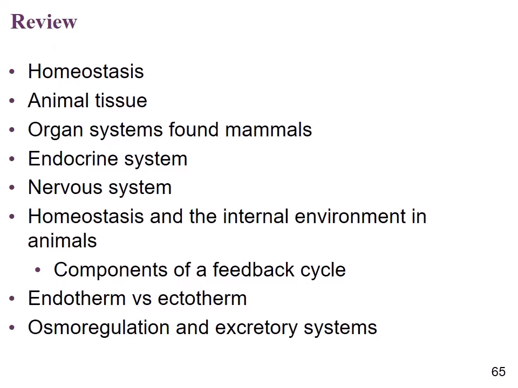So we made it to the end. We talked about homeostasis, which is that stable state. We talked about the different kinds of animal tissues, broadly organ systems. We'll get more into detail on organ systems later. We talked about endocrine system, which is hormonal, and nervous system, which sends electrical impulses. And we talked about negative and positive feedback cycles and the components of the negative feedback cycle, endotherm and ectotherm, so maintains your body temperature through metabolism or behavior.